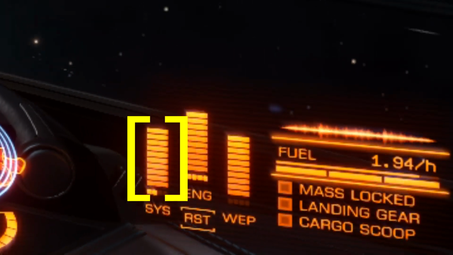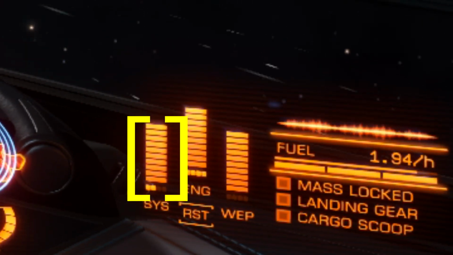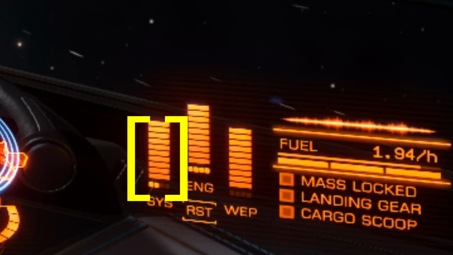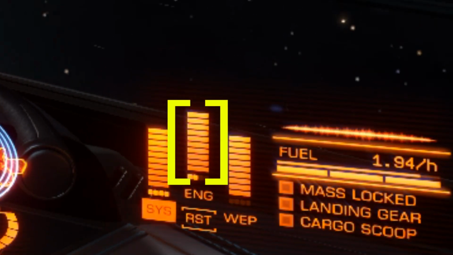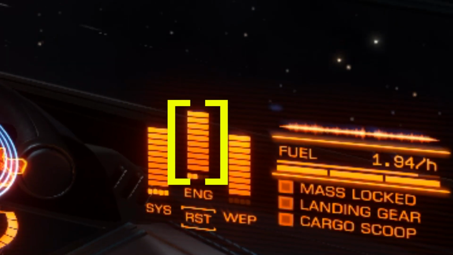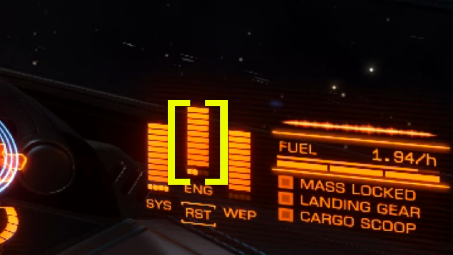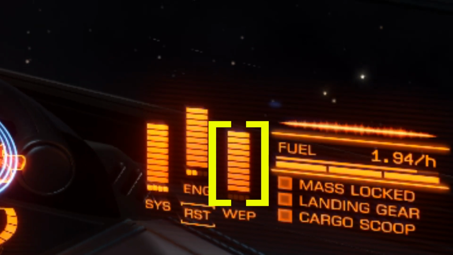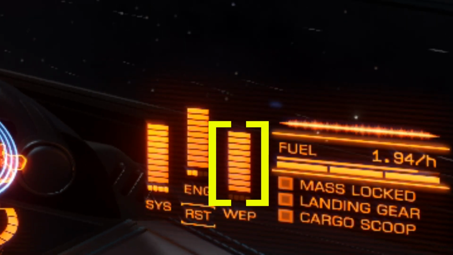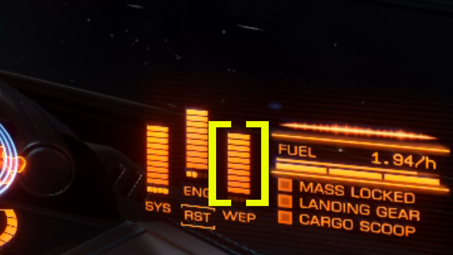SYS stands for Systems. This capacitor is responsible for your shields and utility mounts. ENG stands for Engines. This capacitor is responsible for the thruster power. And WEP is short for Weapons. This capacitor is responsible for diverting power to offensive capabilities.